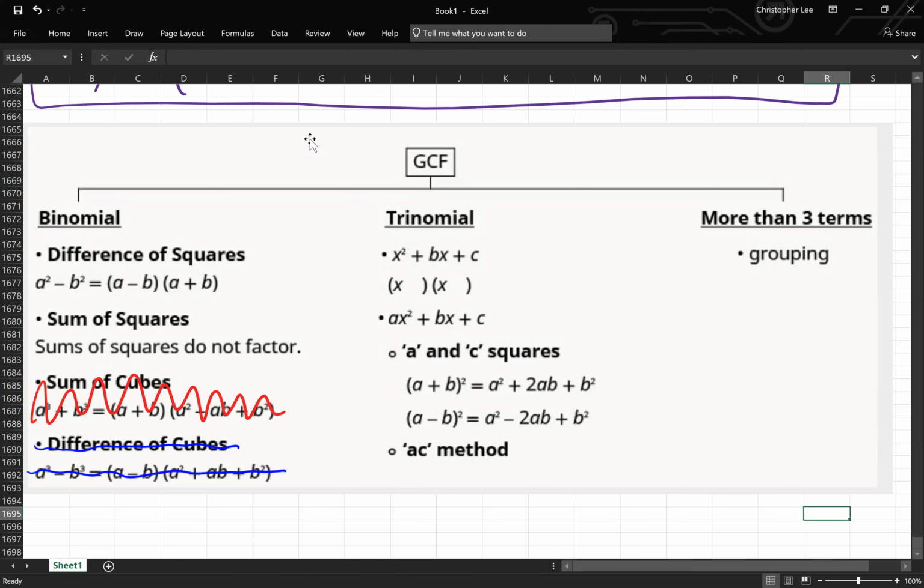If all you remember from today with the trinomials is the AC method, I'm happy. You can live with that. AC method works for everything, right? We also have the tricks, right? So when we have the perfect squares on the A and the C, then we could use these tricks with the A plus B squared, A minus B squared. AC method, of course. And then remember, when you have more than 3 terms, we use grouping, right? Group the first 2, group the last 2, that's it. All right? All right, that's it for today.